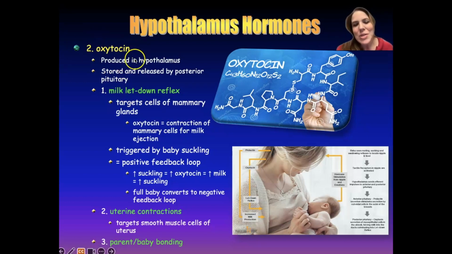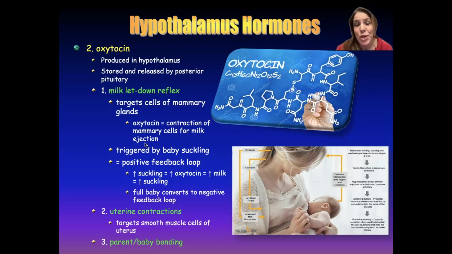So oxytocin has a couple different functions in the body, and they in some way relate to reproduction and nursing the baby. So number one, oxytocin is responsible for the letdown reflex of milk. So a nursing mother after she has a baby will start producing oxytocin, which targets the cells of the mammary glands. And that tells those cells to contract so that milk can be ejected. So oxytocin is not the hormone that makes the milk or even tells the mammary glands to make milk, but it tells those mammary glands to release the milk, to eject it.